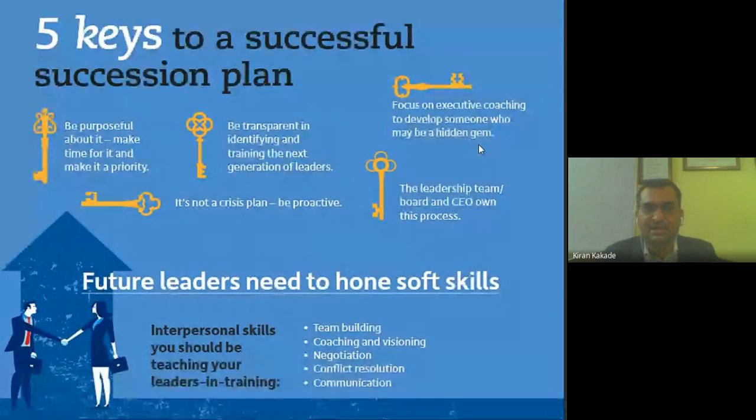Okay, the future leaders need to hone soft skills, interpersonal skills. That is the team building, coaching and visioning, negotiating, conflict resolution, and communication. These are some soft skill sets required for the future leader. So it gets changed as per the requirement.